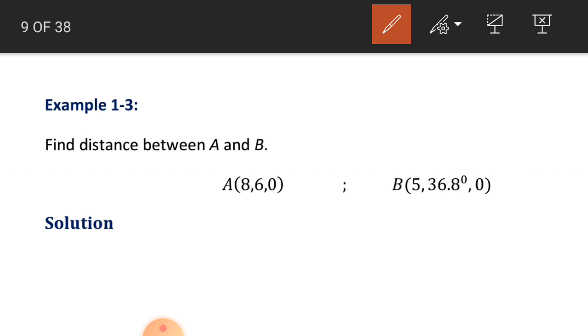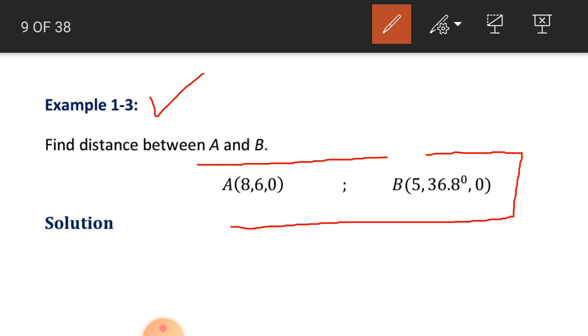Example number 1.3. In example number 1.3, we calculate the distance between point A and point B. Point A is in the rectangular coordinate system. X is 8, Y is 6, and Z is 0. Point B is in the cylindrical coordinate system. Rho is 5, and phi is 36.8 degrees, z is 0.